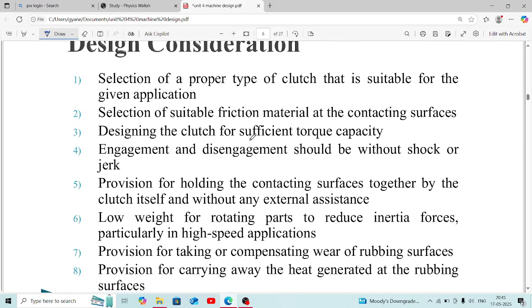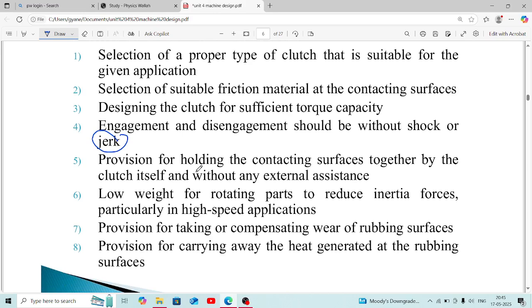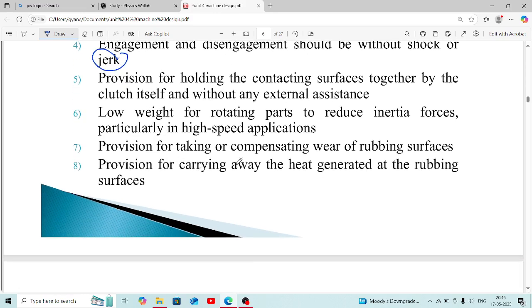Design of the clutch for sufficient torque capacity. Engaging and disengaging should be without shock or jerk. Jerk is the rate of change of acceleration. Provision for holding the contacting surfaces together by the clutch itself and without any external assistance. Low weight of rotating parts to reduce inertia forces, particularly in high speed applications. Provision for taking care of or compensating wear of rubbing surfaces. Provision for carrying away the heat generated at the rubbing surfaces.